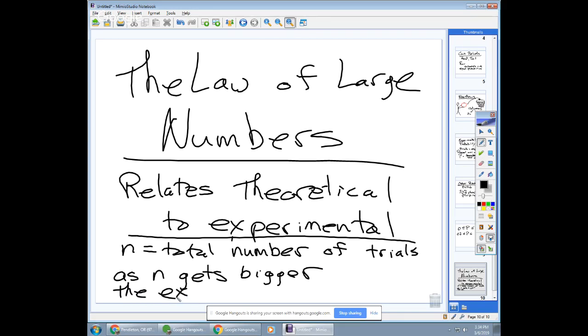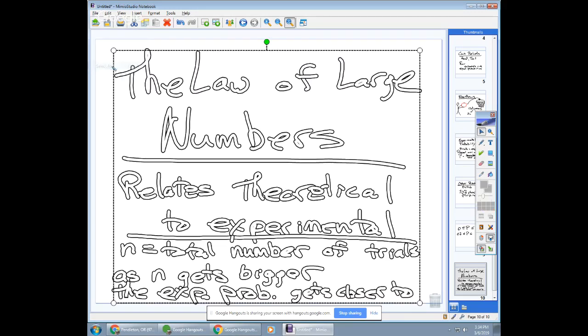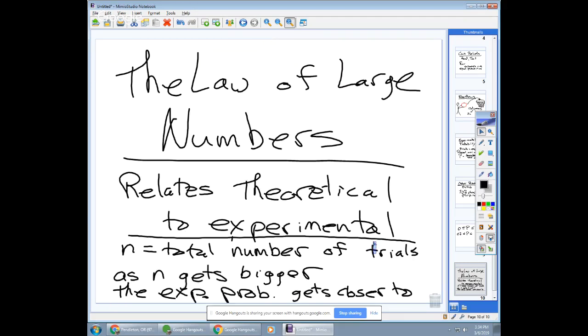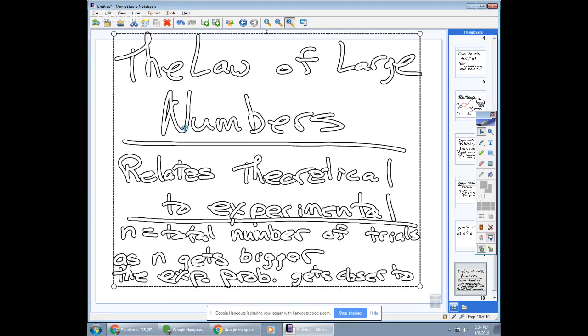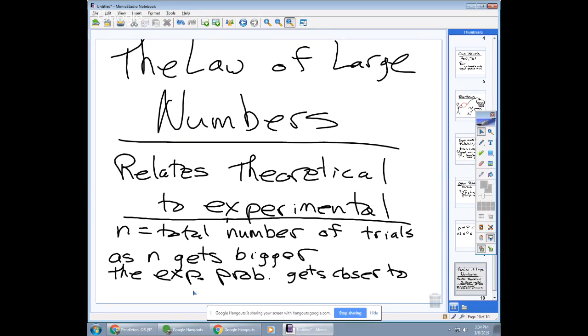the experimental probability, so I'm going to call that EXP prob, gets closer to the theoretical probability.